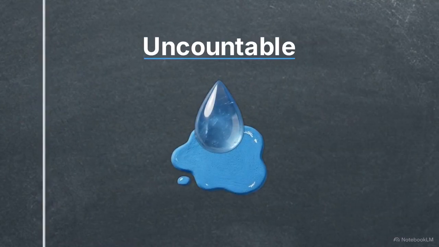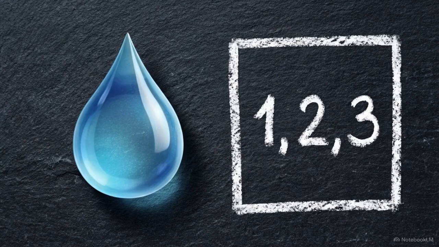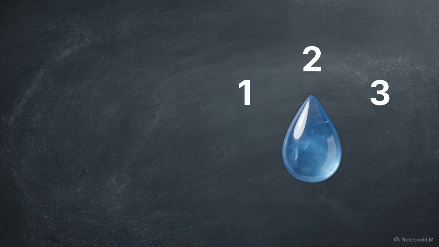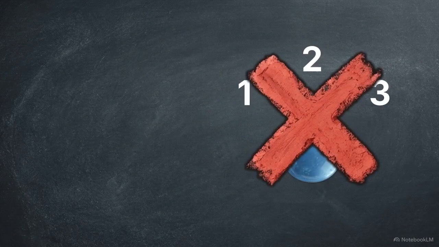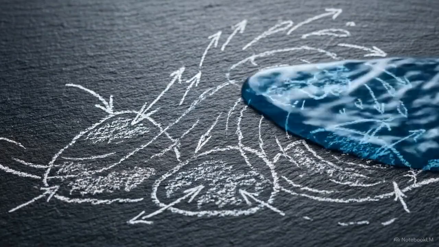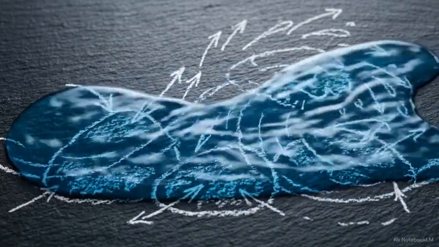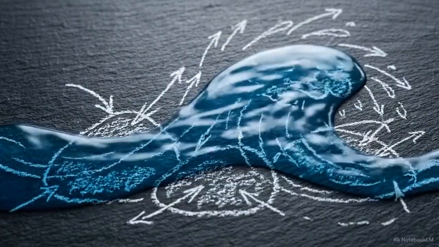Now let's look at the other side of the board. This is for things that lack a defined individual shape. Let's run our exact same 1, 2, 3 test on water to see what happens. 1 water, 2 waters, 3 waters. Your ear should immediately tell you that something is wrong. The test fails because water doesn't have a built-in boundary. It is a continuous, pooling mass, which makes it officially uncountable.